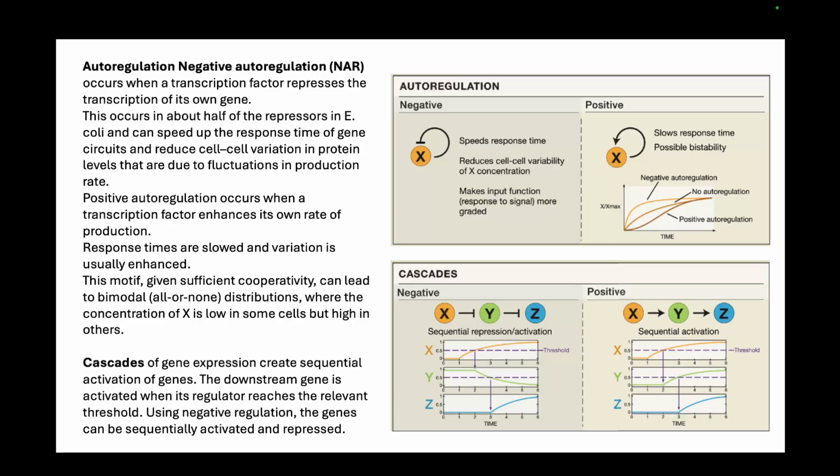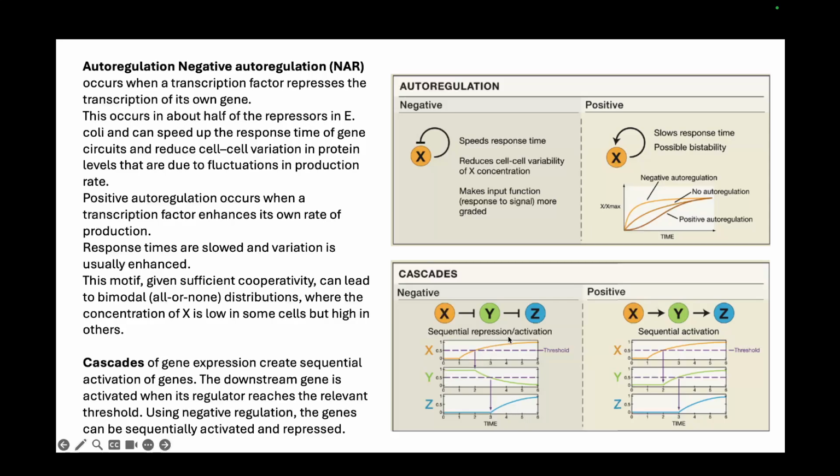Another type of motif interaction is cascades, where X is influencing Y, and Y in turn is influencing Z. As you can see from the figures given here, cascades of gene expression create sequential activation of genes. A downstream gene is activated when its regulator reaches the relevant threshold. Using negative regulation, the genes can be sequentially activated or repressed. Depending on what kind of interaction is happening between them, for example X inhibiting Y inhibiting Z, this is how the dynamics of X, Y, Z will look.